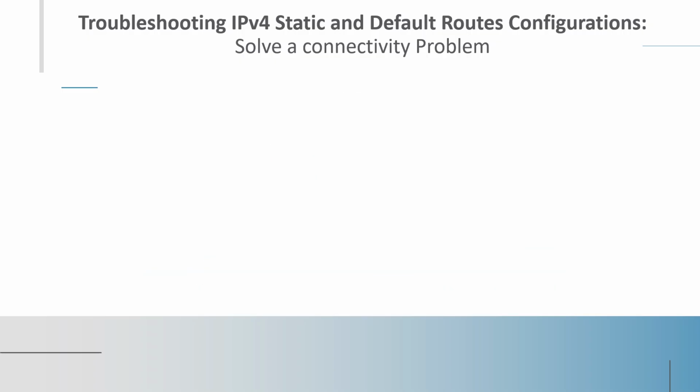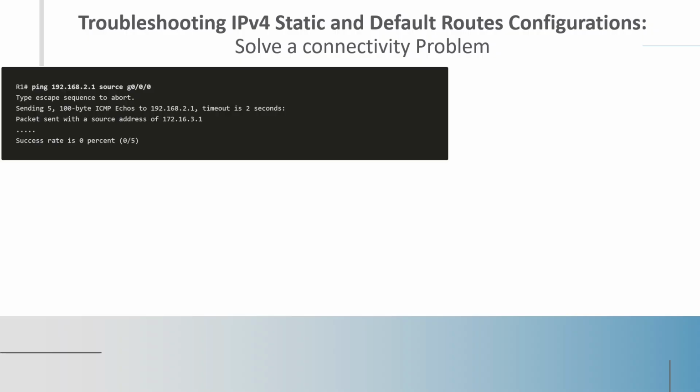So the first thing is to ping the remote LAN from router 1. In this case, the network administrator can test connectivity between the two LANs from router 1 instead of PC1. This can be done by sourcing the ping from the GigabitEthernet 0/0 interface on router 1 to the GigabitEthernet 0/0 interface on router 3, as shown here in the example. The ping results show that there is no connectivity between those two LANs.